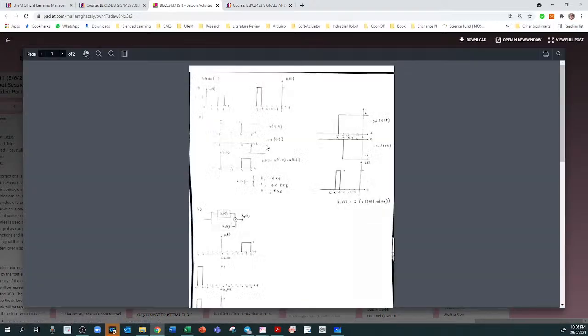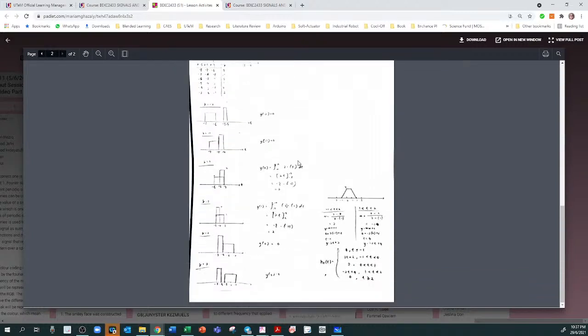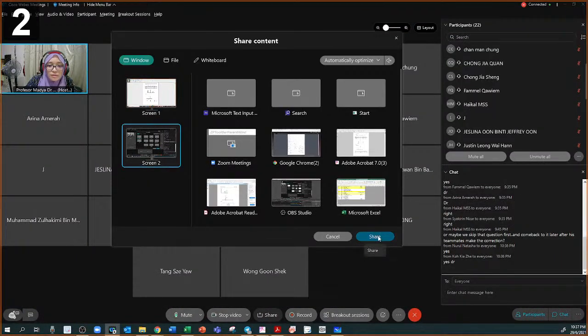Where's group 2? Group 2. Syakirin, Natasha and... Okay, I see that their answer... Where? This group is so quiet. Where are the group members?